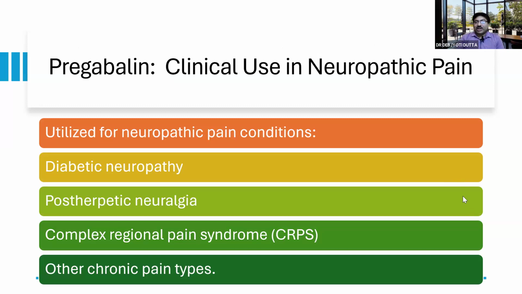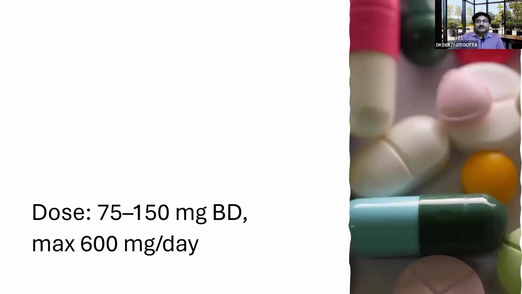Basically, it's a US FDA approval that all depends on the number of studies conducted. So it is utilized for neuropathic pain conditions like diabetic neuropathy and post-herpetic neuralgia, for which gabapentin is also an approved drug. It is used for complex regional pain syndrome and other chronic pain types. It can be used for conditions like fibromyalgia. So that is an indication that is not there for gabapentin.